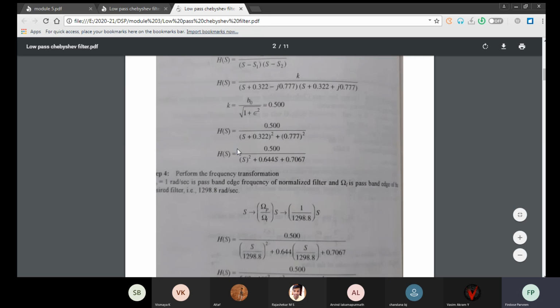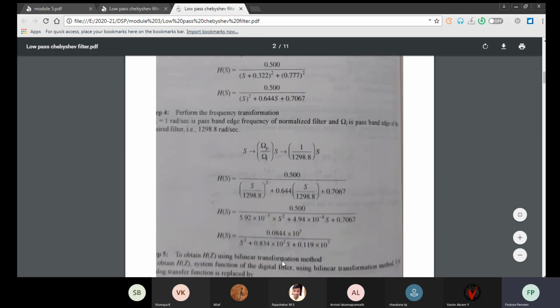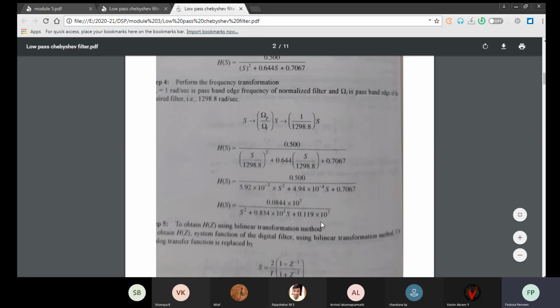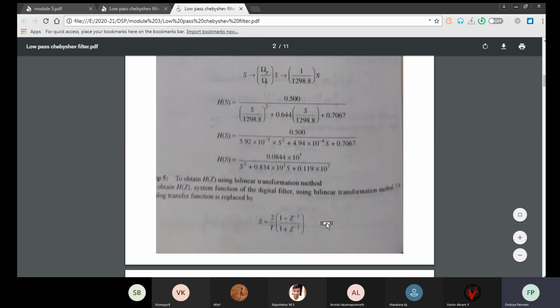Okay, so now replace S with this one. So after replacing S with that one, you will be getting h of s is equal to 0.0844 into 10 raised to 7 divided by s square plus 0.834 into 10 raised to 3 s plus 0.119 into 10 raised to 7. So next step is to obtain h of z using bilinear transformation method.